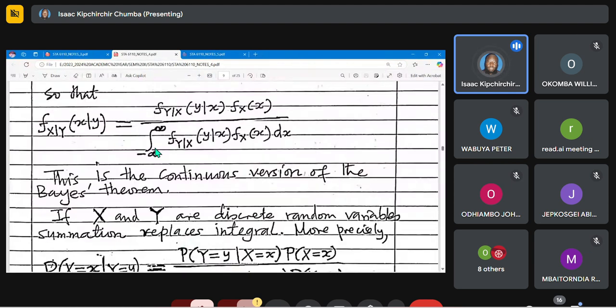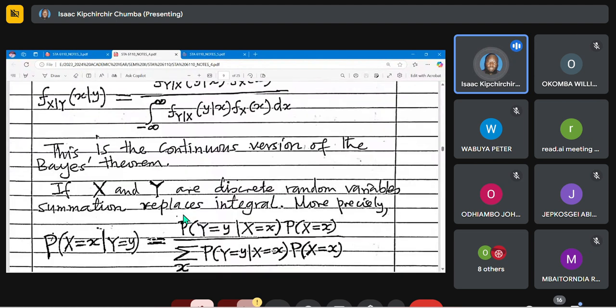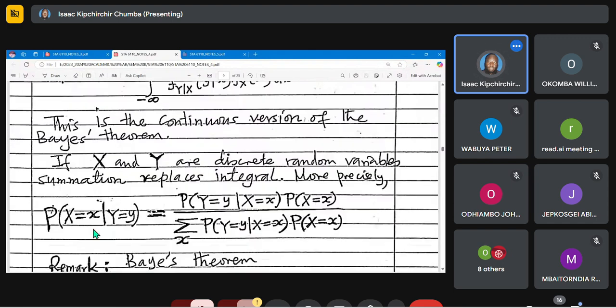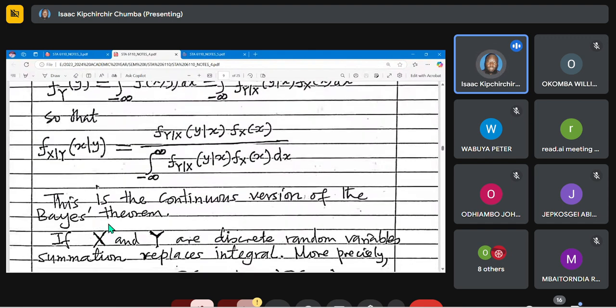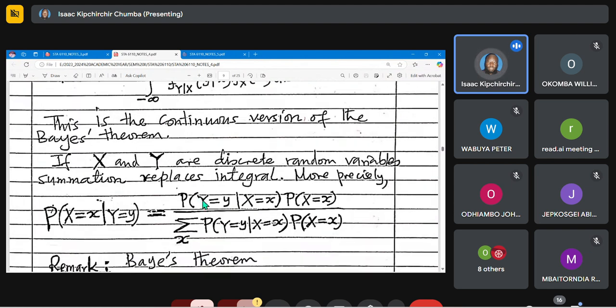Because we are integrating over x, that means for discrete, we are summing over x, and we are allowed to write it like this when they are discrete. You can say probability X equals x given Y equals y. So this would be probability Y equals y given X equals x times the marginal of x, probability X equals x, and then you sum the numerator over x. When they are discrete, you are allowed to write like this.